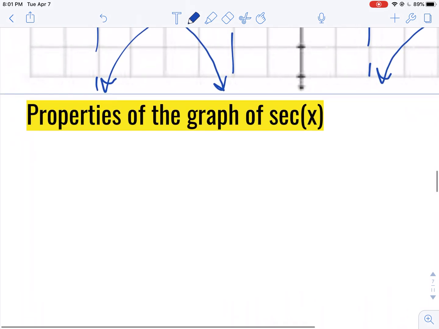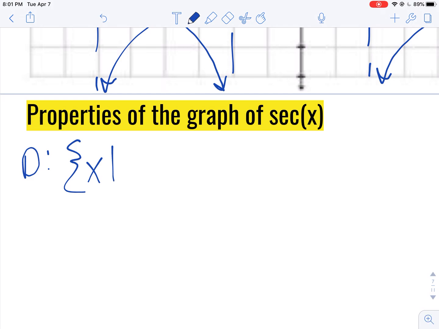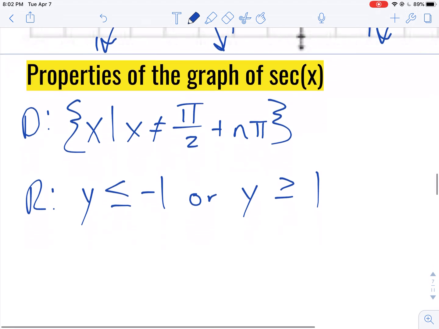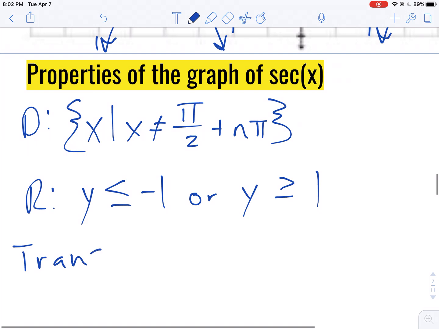Now, for the properties of the graph of the secant of x, the domain is going to be slightly different, because this is going to be all values of x where x cannot be equal to pi over 2 plus n pi. But the range is going to be the exact same. It's going to be y is less than or equal to -1, or y is greater than or equal to +1. And again, for my transformations, I'm going to be thinking about the cosine of x.